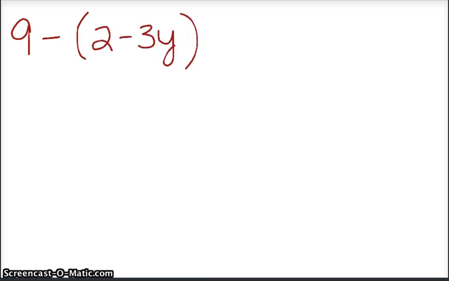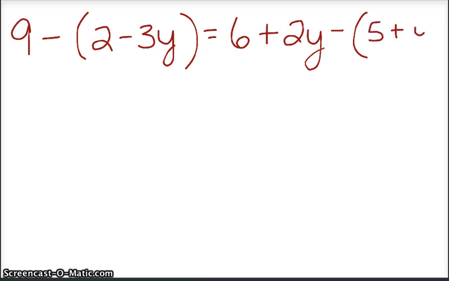All right, let's try one more here. Let's do 9 minus, parentheses, 2 minus 3y, parentheses, equals 6 plus 2y minus, parentheses, 5 plus y. Okay, now this one's going to be a trickier one, so we're going to draw a line down through the equal sign and try to solve this. You might notice that there are a lot of parentheses and negative signs in this, so this one's going to be a little trickier.